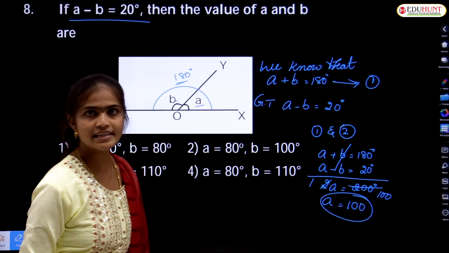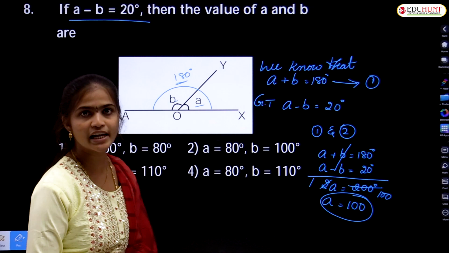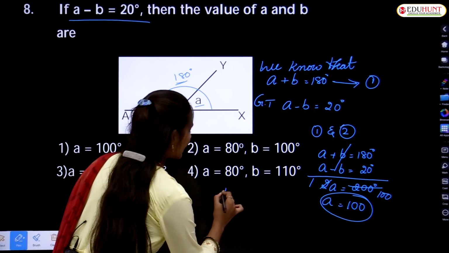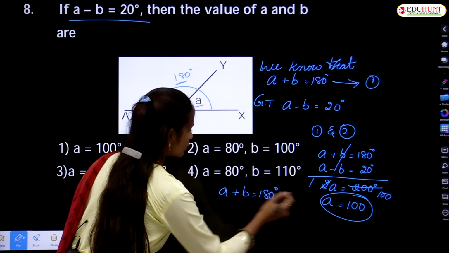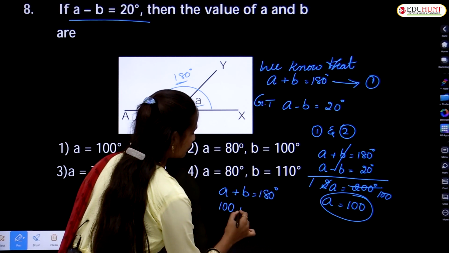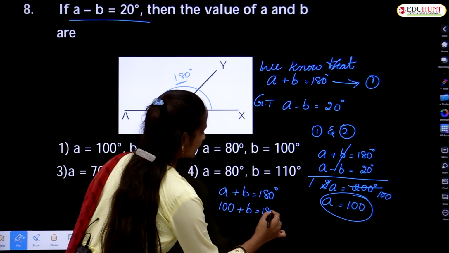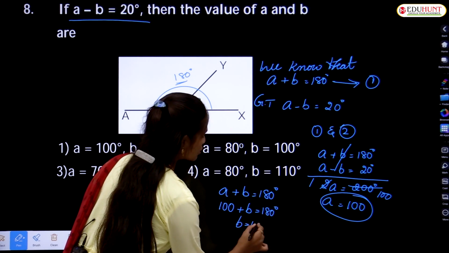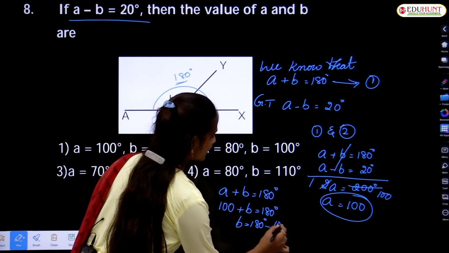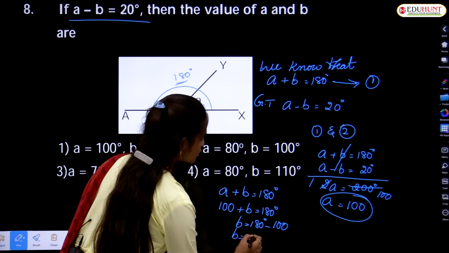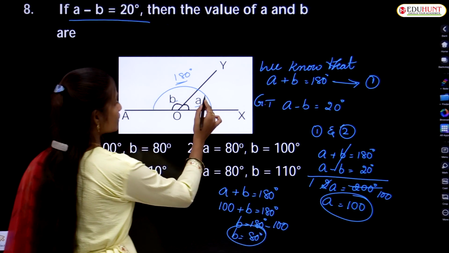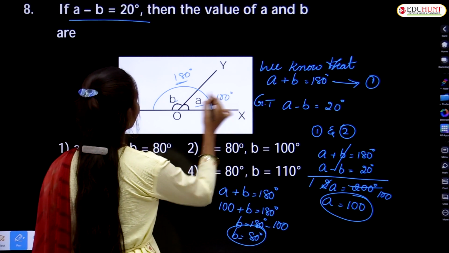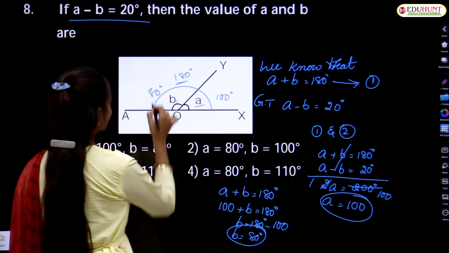Now by using A equal to 100, we can find the value of B. A plus B is equal to 180 degrees, so 100 plus B is equal to 180 degrees. So B is equal to 180 degrees minus 100, which is 80 degrees. So A is equal to 100 degrees and B is equal to 80 degrees.